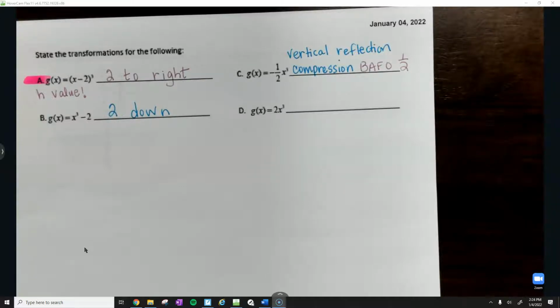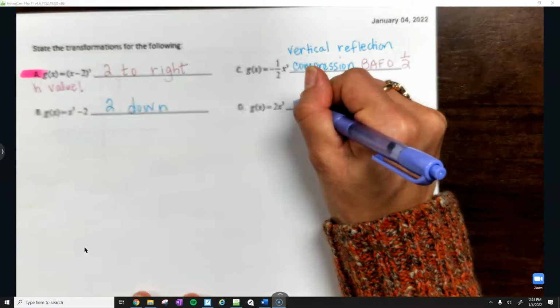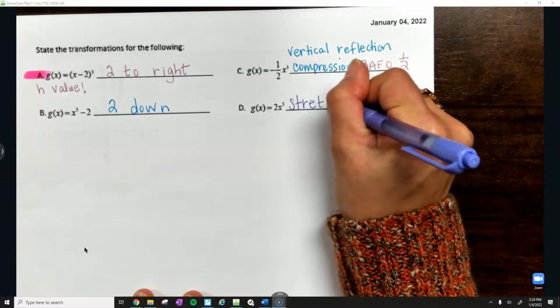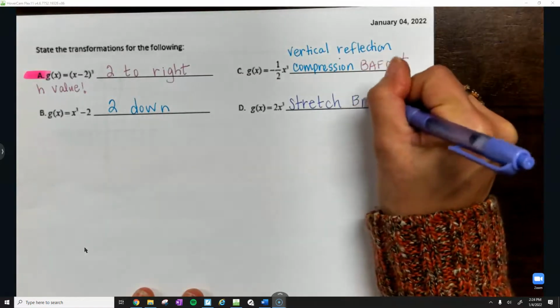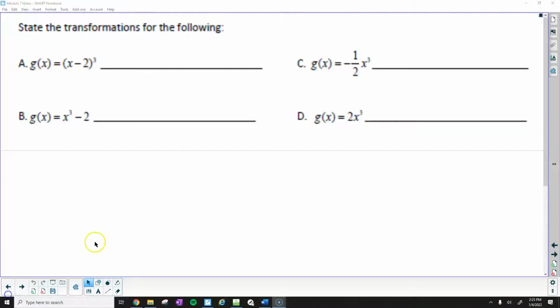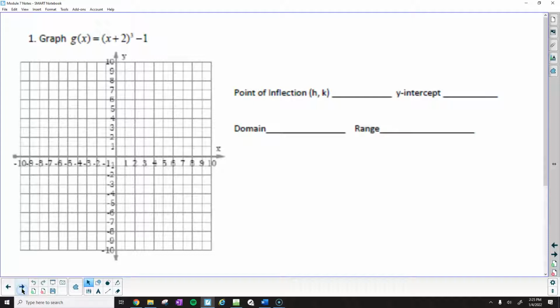And then what about the very last one? There's only 1 transformation, y'all. Just 1. That A value is greater than 1. What does that mean? Yes, it's a stretch by a factor of just 2. That's it. Okay, guys.